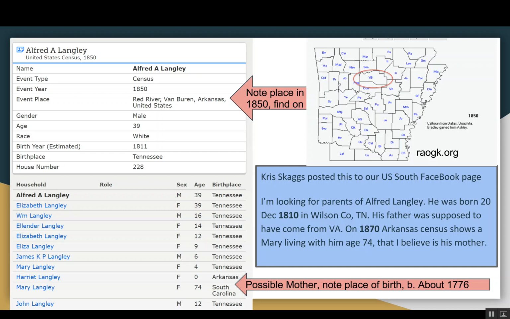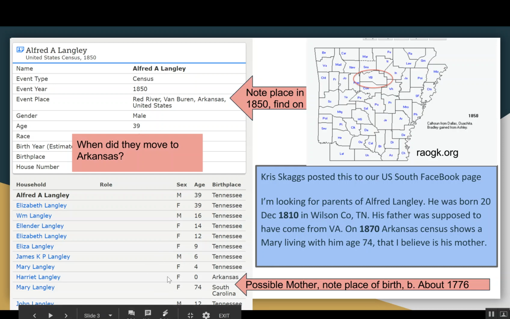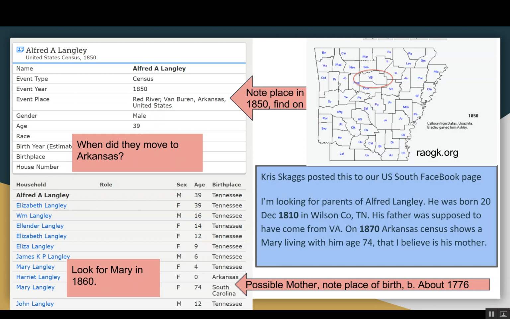So again, here is the possible mother, Mary Langley, and we can subtract 74 from 1850 and find out that she was born about 1776 and in South Carolina possibly. Another thing you could do is you can get clues from this census record, like when did they move to Arkansas? If you come down here and look at Harriet Langley, the last child that's born, she was born in Arkansas, but 4 years earlier her sister was born in Tennessee. So that gives us some clues about when we go backwards where we're going to go.